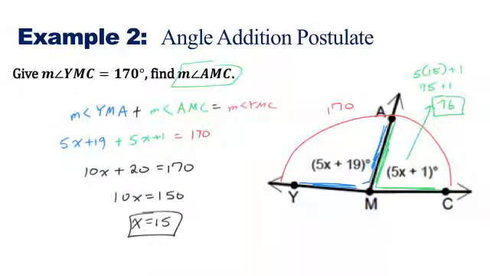Even though it's not asking for it, we can check our work by finding the angle of YMA. So 5 times 15 plus 19 is 75 plus 19. 75 plus 19 is equal to 94. And this should make sense because 94 plus 76 gets us a total of 170 degrees.